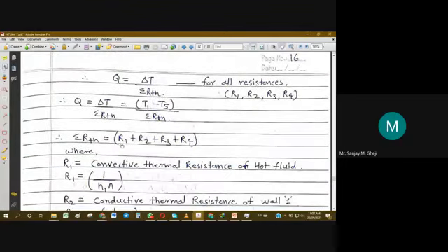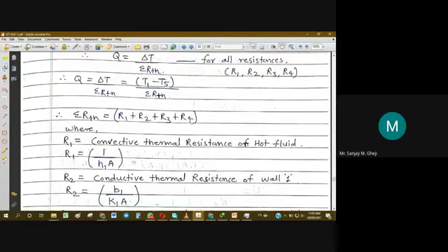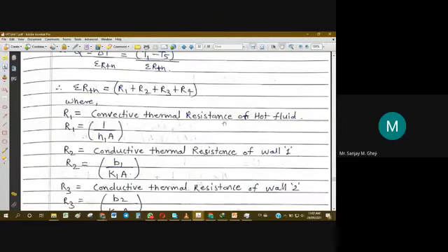So summation R thermal, we can look at component wise. It is R1 plus R2 plus R3 plus R4, and we will derive each. We will get the expression for each of these components, and then we can add them together. So R1 is convective thermal resistance of hot fluid. R1 equal to 1 upon HA. Convective thermal resistance, we have just seen earlier, is given by 1 upon HA. Since it is fluid 1, R1 is equal to 1 upon H1 into area.